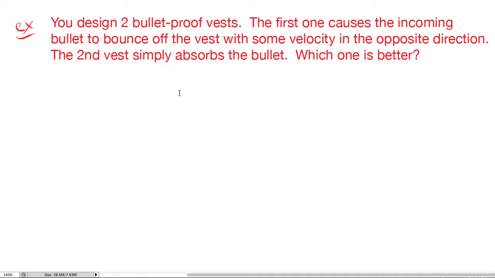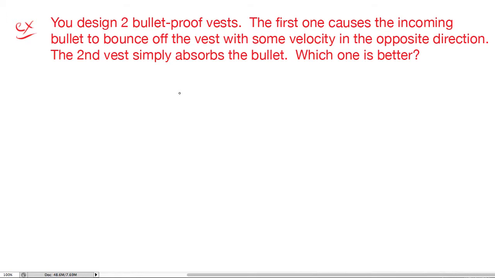Now, let me just ask. So what do you think? So in one case, the bullet actually bounces off, goes the other way. So you're really getting rid of that bullet. The other one, it just gets sucked up into the vest, absorbed by the vest. It's stuck to the vest. Second one. So who thinks the second one? Why do you think the second one? Because you've watched enough TV and you've seen the bulletproof vest, they all absorb?